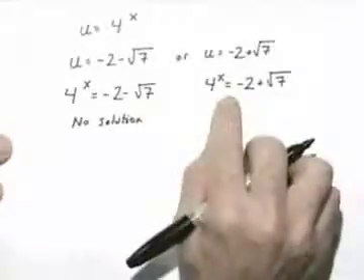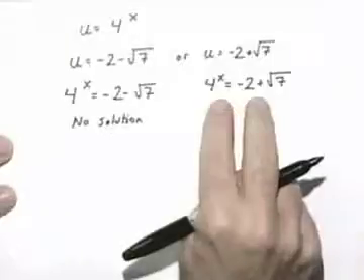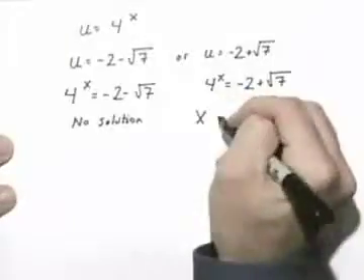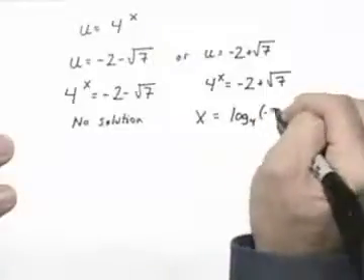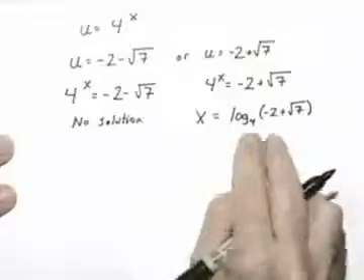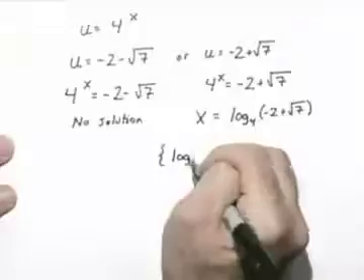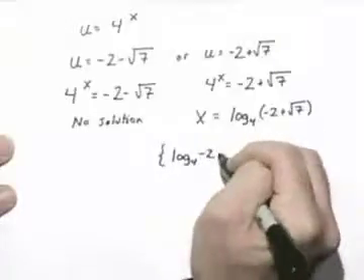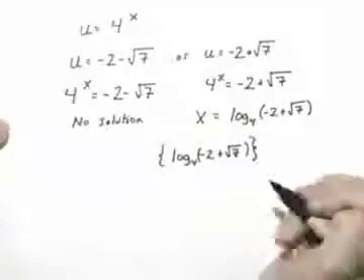To find the answer here, we just rewrite this as the equivalent logarithmic expression, and we would get that x equals log base 4 of negative 2 plus the square root of 7. So that is our only answer. The solution set is log base 4 of negative 2 plus the square root of 7.